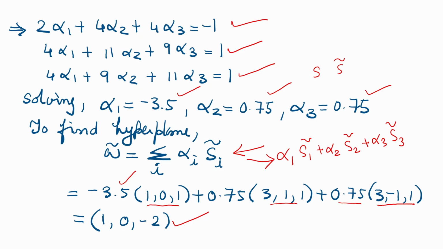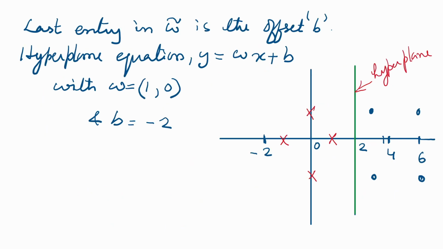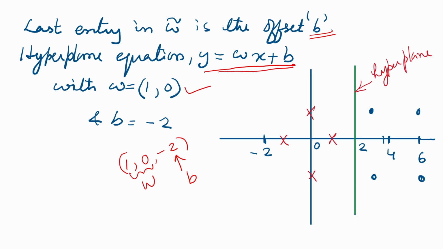Out of this you can see that the last term is the bias term that we initially added. So this minus 2 represents the bias. The last entry in this W is nothing but the offset B. Basically our equation of the hyperplane is y is equal to WX plus B. From this we got W as 1, 0, and the last term, minus 2, represents B. So W is 1, 0 and B is equal to minus 2.